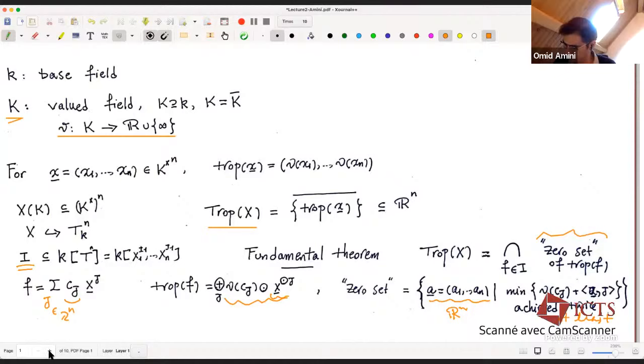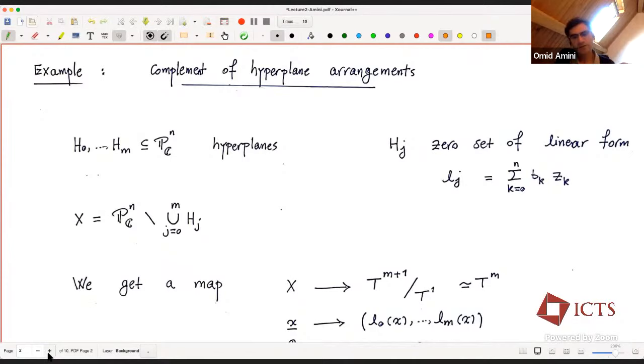So this is the summary. I didn't prove this fundamental theorem, but I sent you some notes which contain, I think, a complete proof. And there are also some references in the notes I sent you. If you would like to have a more detailed proof, you can look at those references. Okay, so I gave you several examples. Let me just finish with this series of examples.